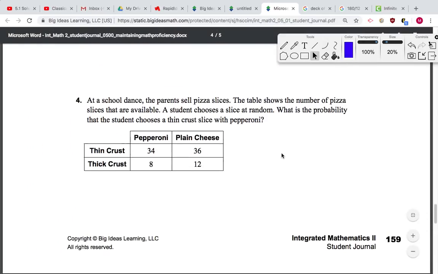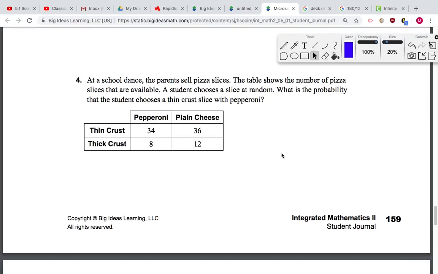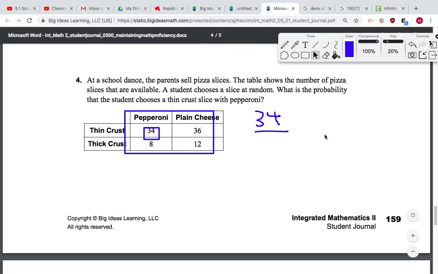The last one I will work with you is: at a school dance, the parents sell pizza slices. The table shows the number of pizza slices that are available. A student chooses a slice at random. What is the probability the student chooses a thin crust slice with pepperoni? Thin crust slice with pepperoni. Boom. 34. Over how many slices are there? How do you find that? You have to add all these up. So 34 over the total.